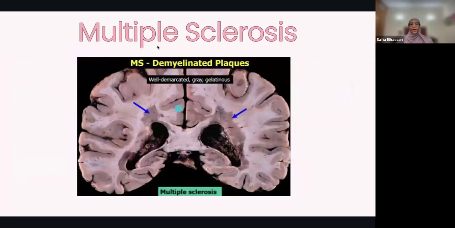And here is what the plaques look like. They're well demarcated gray gelatinous plaques. And the reason why they have this color is because of the demyelination.